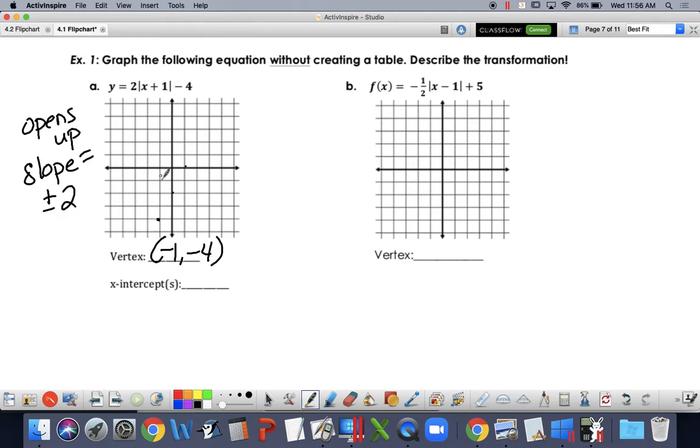So I graph -1, -4. That is my vertex, and since it opens up, that's going to be my minimum value. I then use the slope from the vertex to go up 2 to the right 1, and I'm going to do that so I get enough points to draw it well. But then I also have to draw the other half of it, which will be up 2 to the left 1.